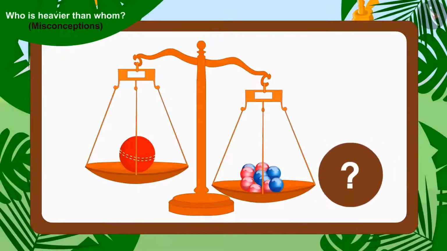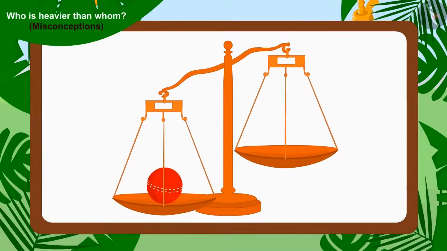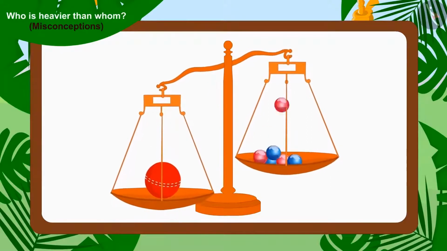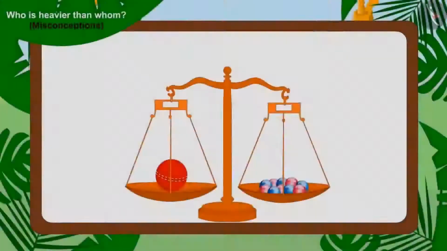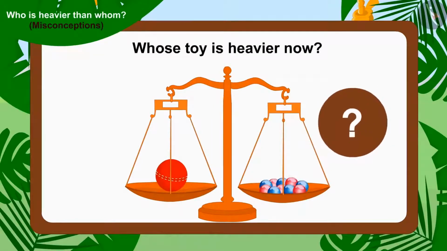Children, is Bunny right? Is it necessary that when the weight of two items is being compared, the item which is more in quantity will have more weight? Let's see. Now, Chanda removed Appu's balloon from Bhola's scale and replaced it with Bunny's 10 marbles. Kids, can you tell whose toy is heavier?